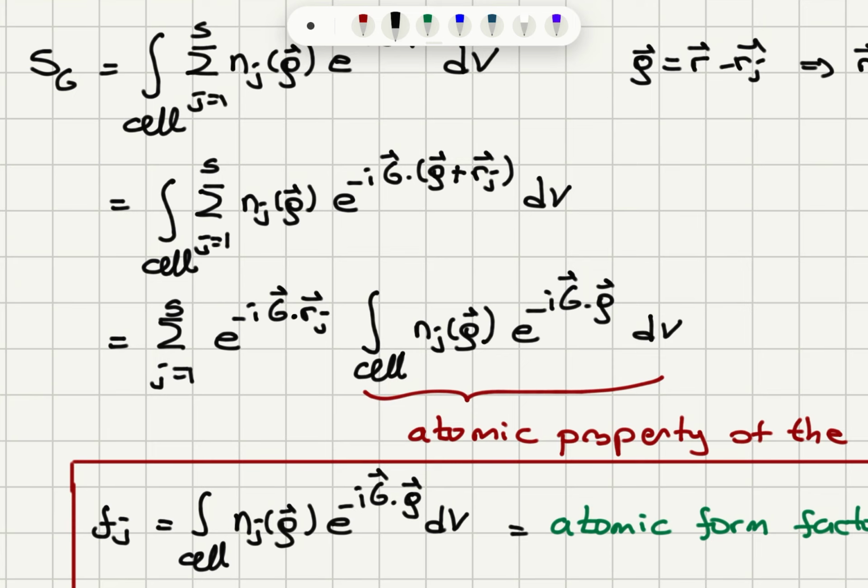You can see that this integral contains the summation over j equals 1 to s of e to the minus i g dot rj, which does not belong to this integral because it does not have anything to do with the volume of the cell. So I can take this out of the integral: sum over j equals 1 to s of e to the minus i g dot rj multiplied by the integral over the cell of nj of rho e to the minus i g dot rho dV.